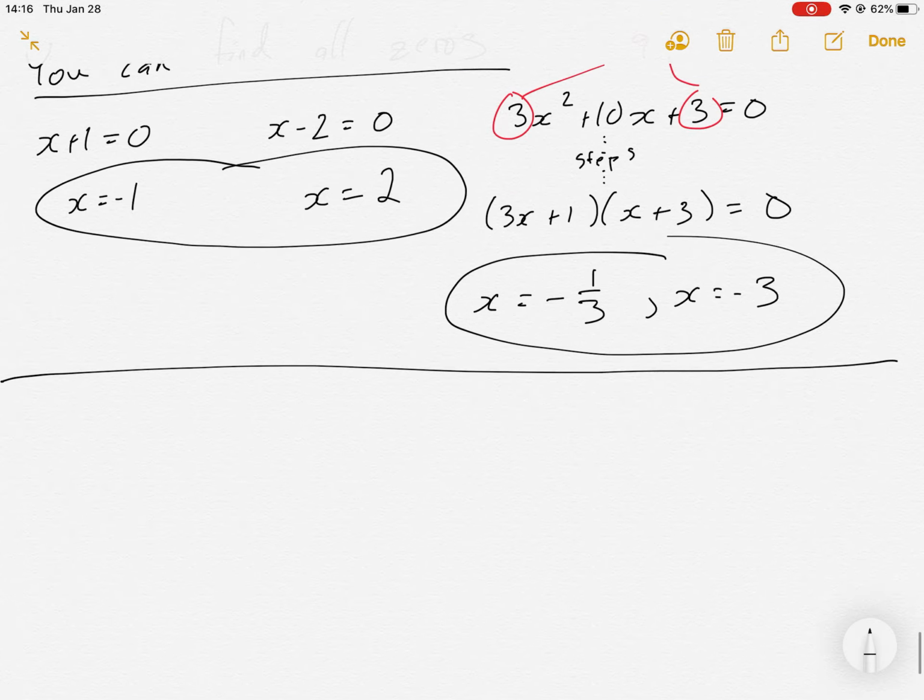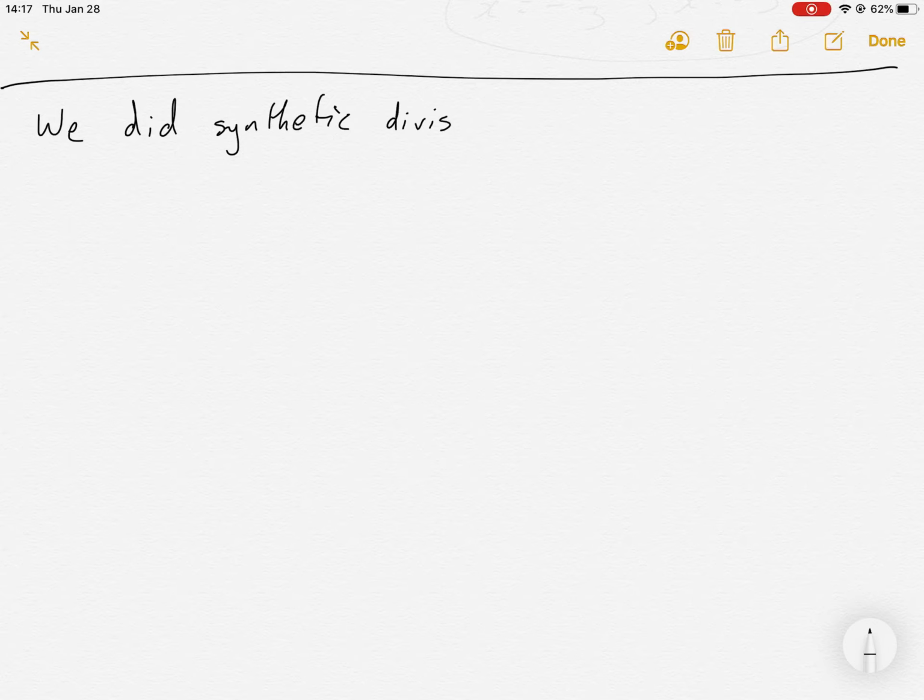I want to kind of wrap that problem up, and then I want to do one more full-length problem that would look more like what you might see. So just as kind of a review of that problem, a summary, we did synthetic division twice. And then once we did that, we had all the factors we needed.